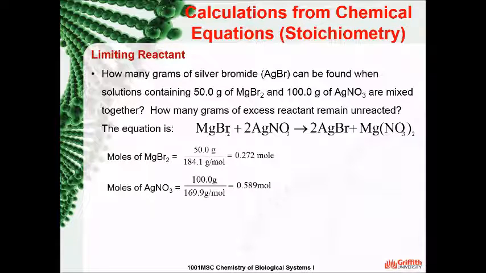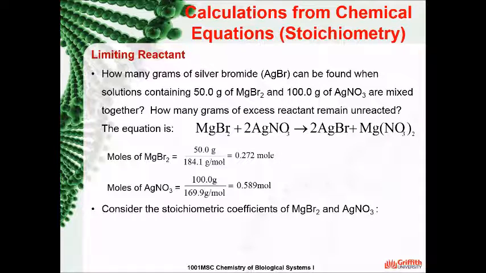Let's calculate the moles of silver nitrate. 100 grams over 169.9 grams per mole gives 0.589 moles. We must consider the stoichiometric coefficients of magnesium bromide and silver nitrate. Magnesium bromide is 0.279 over 1 equals 0.279, and silver nitrate 0.589 over 2 equals 0.295.